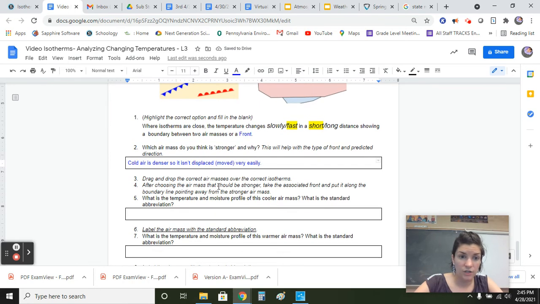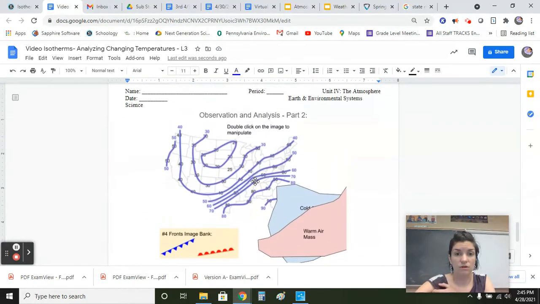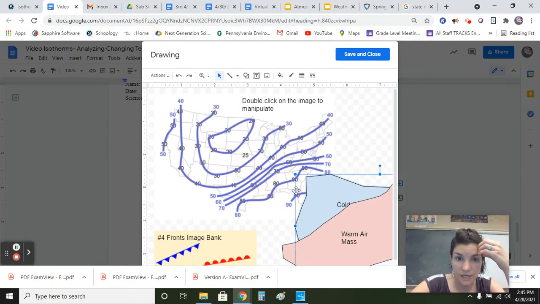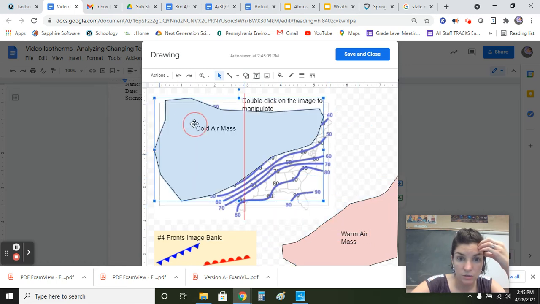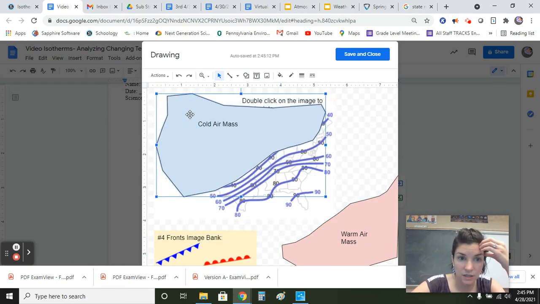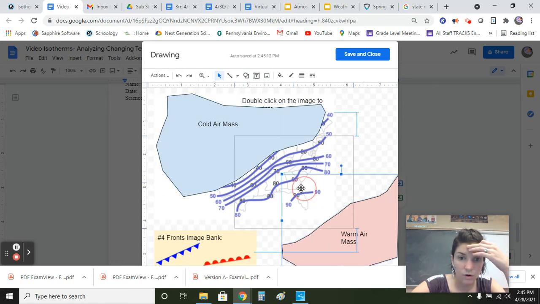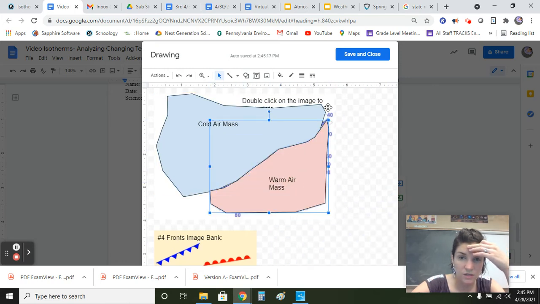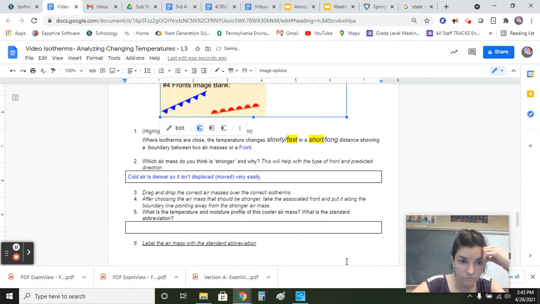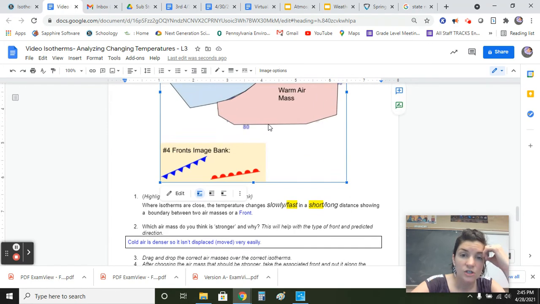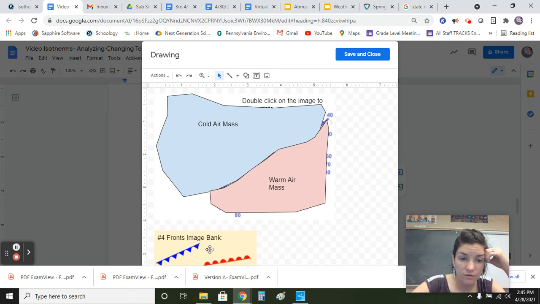Okay. Drag and drop the correct air masses over the correct isotherms. Okay, so we're going to do that thing again where we take cold air. Let's go like that. And then I'm guessing the warm air, they want that to be put in there too. Okay. After choosing the air mass that should be stronger, take the associated front and put it along the boundary line. So you might be like, well, why can't I use both of these? So we're looking at one air mass running into another air mass. Which one's going to be stronger? Because that's the one that is going to lead the way.